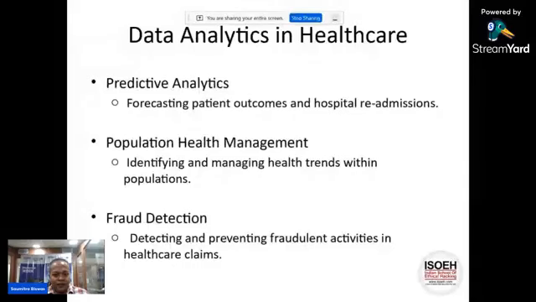The third thing is quite interesting. It is preventing fraudulent activities in healthcare claims. Healthcare claims means health insurances, and sometimes people do bad things with it. They claim the money without being sick. We can also stop that.